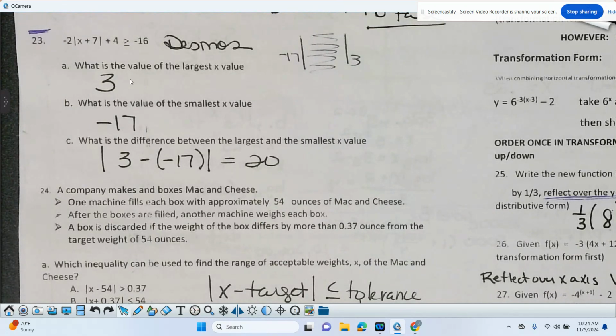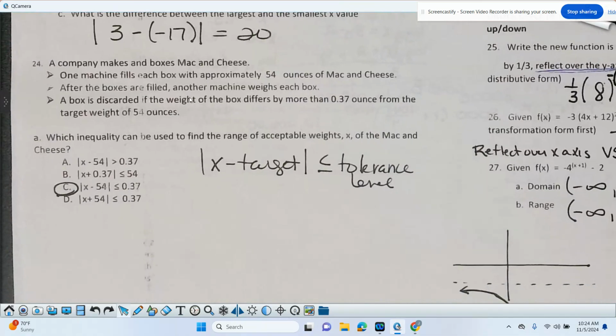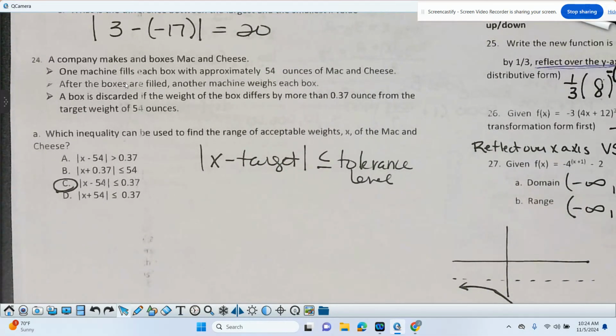For number 24, this is those questions where we're talking about the tolerance levels. This time we're talking about you want 54 ounces of macaroni and cheese. We're going to discard it if it's off by more than 0.37. So this is the one where we always look for x minus what it's supposed to weigh, less than or equal to the tolerance. This does not say less than, so I'm going to throw it out. This is not the tolerance, so I'm going to throw it out. One of these might be right.